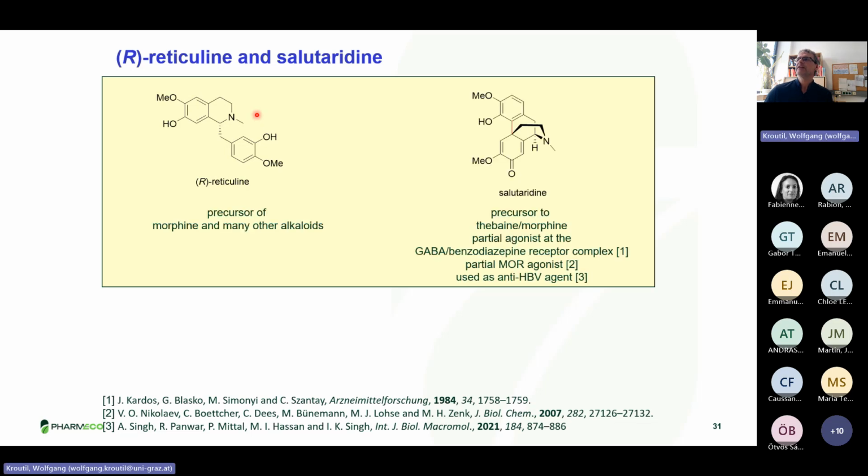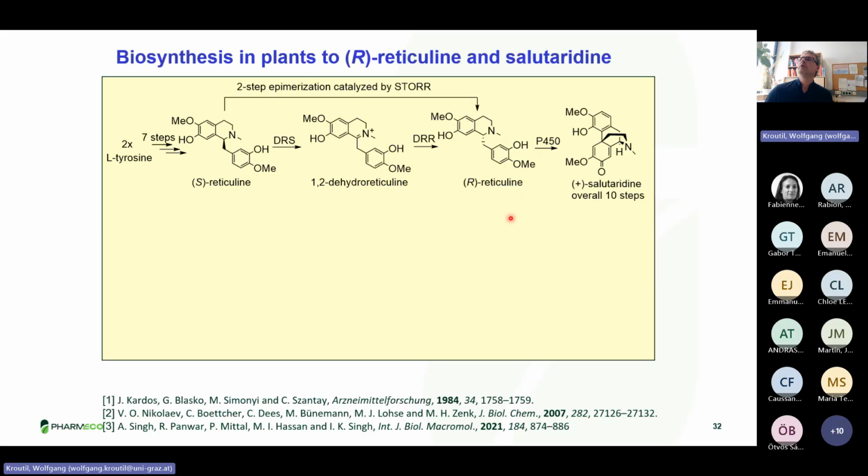Another example which we did was to look at salutaridine, which is on the one hand a precursor to thebaine or morphine, but also has various other functionalities of interest. And actually, you get from reticulin with an enzyme in 1 step to salutaridine. So we wanted to make this to this reaction. Looking again first at the biosynthesis.